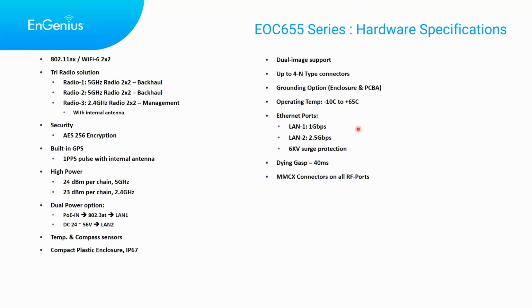For the Ethernet ports, apart from the PoE functionality, LAN 1 can serve 1 gigabit per second data, while LAN 2 serves multi-gig, so 2.5 gigabits per second. It also has a built-in 6 kV surge protection for electrostatic discharge.